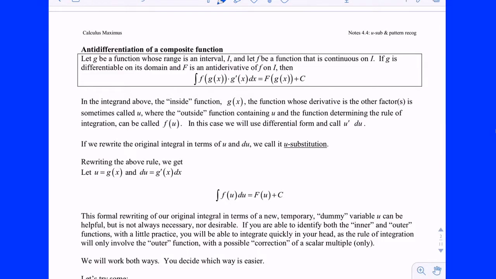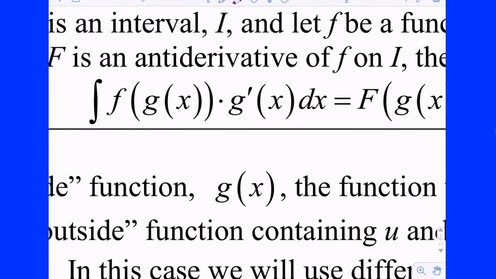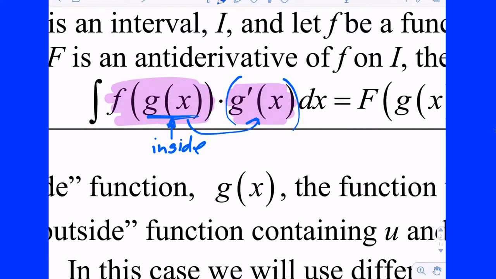All right. So antidifferentiation of a composite function. That's what we've been doing with substitution and pattern recognition. In general, if you have the integral of a product or a quotient, and one of the functions has an inside function whose derivative is the other factor, or perhaps only off by a constant multiple, something like f of g of x times g prime, such that g of x is sitting inside f. See that? This is your inside function, and the derivative of that inside function is the other factor.